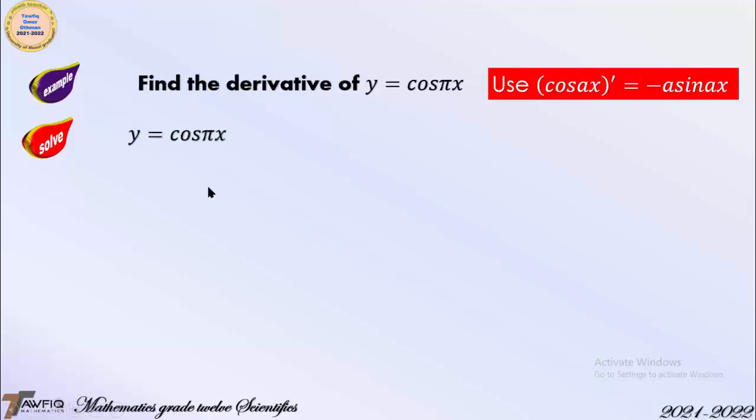Find the derivative of y is equal cosine pi x. First of all, we must find the derivative of the angle, which is pi. Then the derivative of cosine is minus sine pi x.